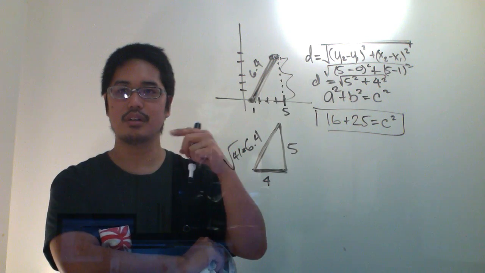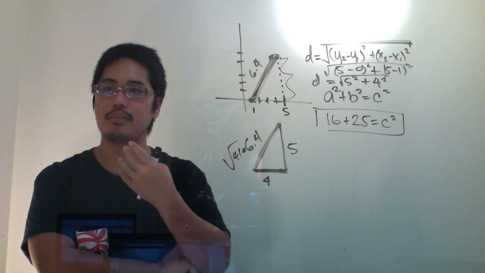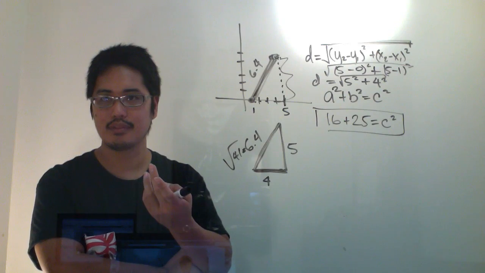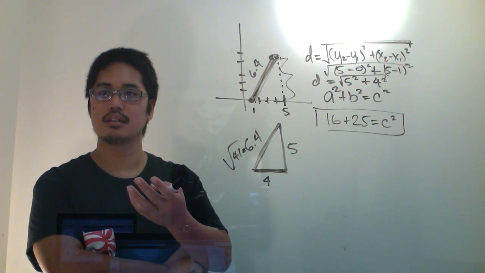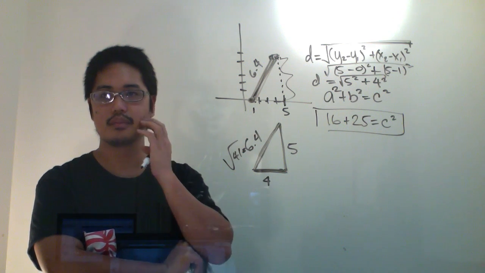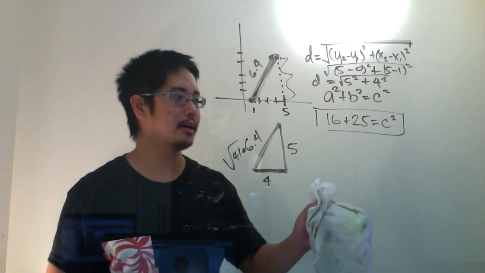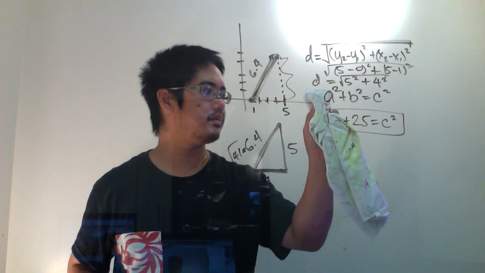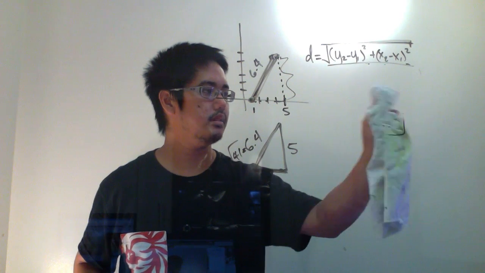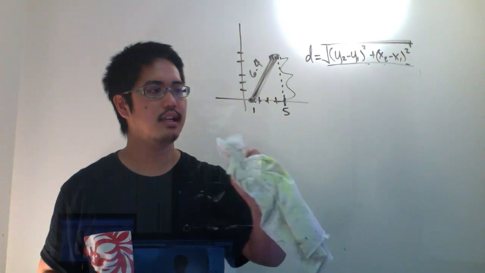This distance formula is really just a secret code for the Pythagorean theorem. Do you understand that? It's kind of like this, all right? Can I erase this? I'll keep the distance formula up there. It's kind of like this.